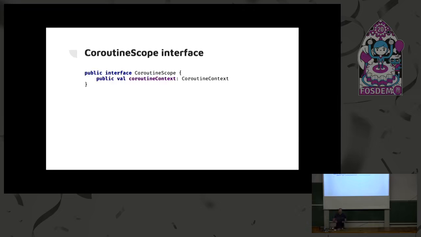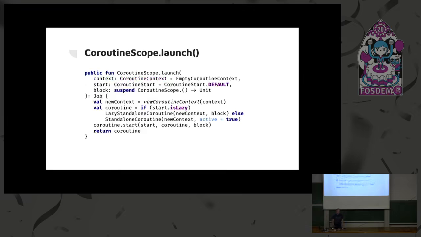Well, it's just an interface which has one public property, a coroutine context. The coroutine context is what runs the coroutine. It's actually the thing that manages it, tells you what dispatcher to run it on, etc. And you can cancel all the coroutines that get launched by canceling this context. So that's nice.